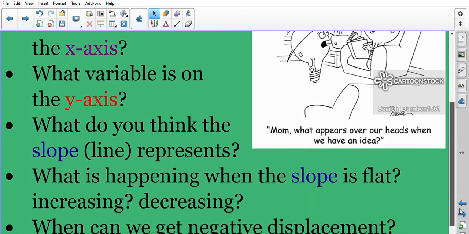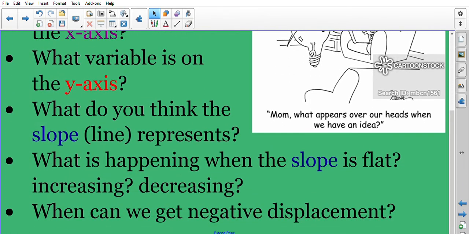And so what's happening when the slope is flat? Well, in this case, if we have a flat slope, that means that time is still passing by, but you're not gaining any distance. So your speed would be nothing. It would be zero. You're not moving. If it's increasing, that must mean that you're moving forward in your distance.